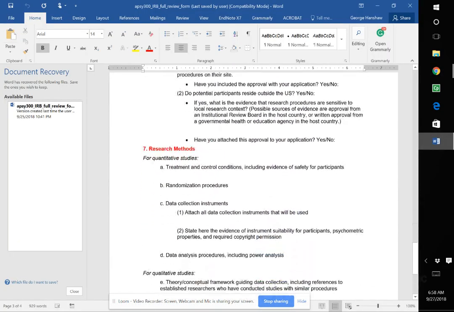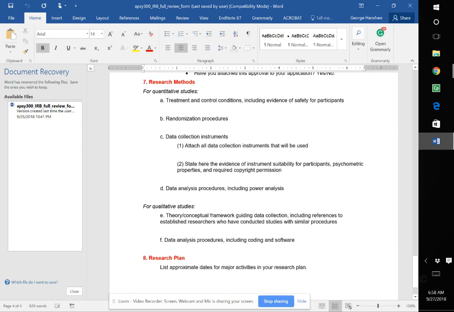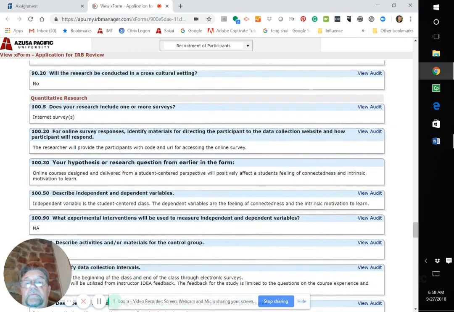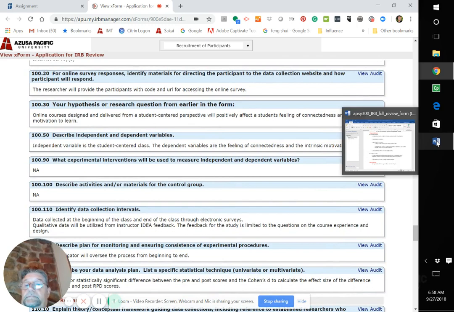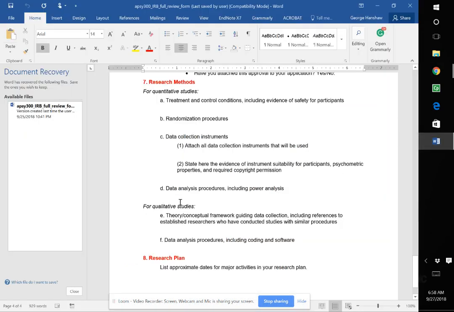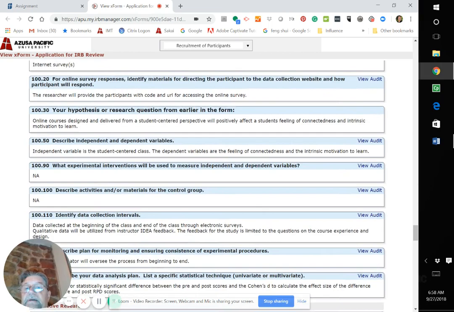Okay, and then we get to our research methods. Treatment, control, including evidence of safety of participants, qualitative studies. This one, a lot of people make this a lot harder than what it is. The hypothesis, so let me just get to the part that is right there. Identify data collection intervals. So data analysis procedures, data collection instruments. So are you going to be using surveys? What are you going to do? That was asked up here.